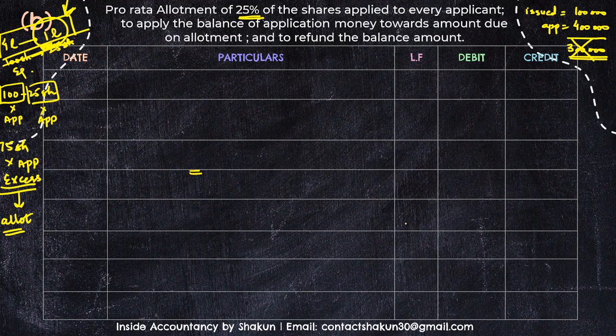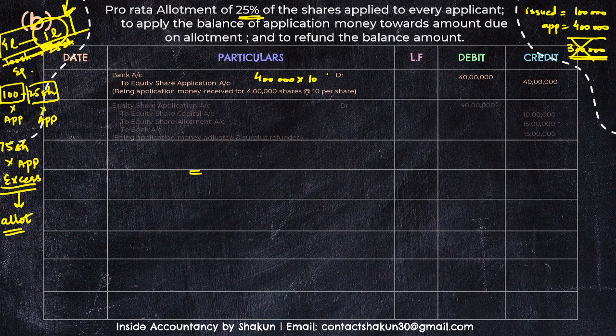So let us see how this will affect our journal entries. The first entry would remain the same. Number of shares applied, that is 4 lakh, multiply by the rate of application, that gives us 40 lakh. The second entry would be equity share application debited with the same amount with which it was credited in the previous entry. Equity share capital, I told you, we always pass entry with the number of shares issued into the application rate, that is 10 lakh.